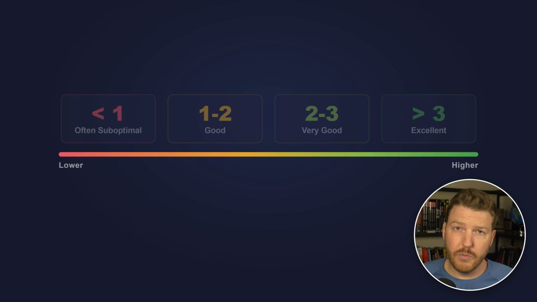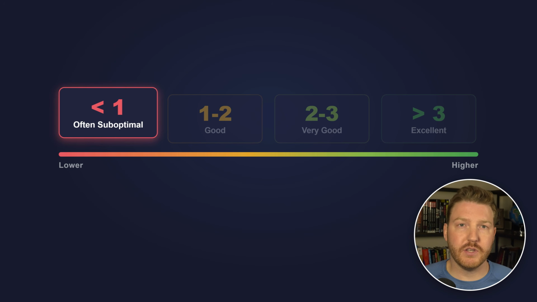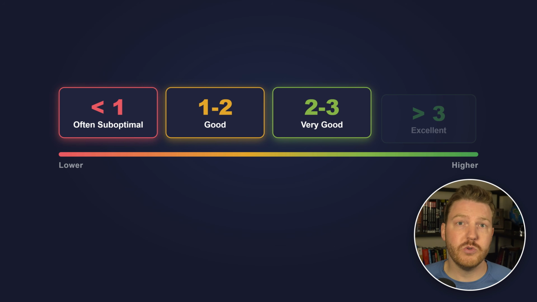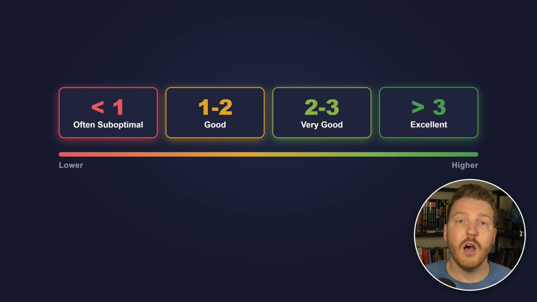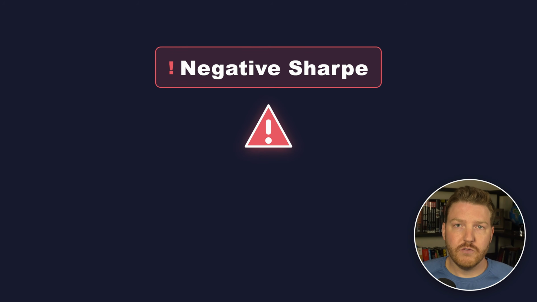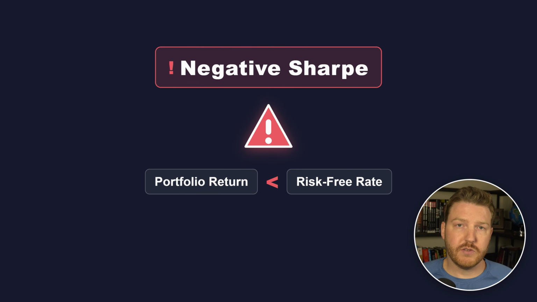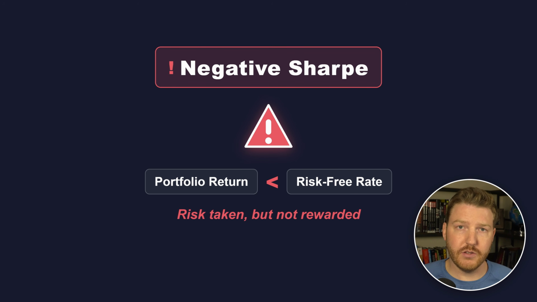So what's a good Sharpe ratio? As a rough rule of thumb, below 1 is often considered suboptimal. 1 to 2 is good, 2 to 3 is very good, above 3 is excellent, but rare to sustain. A negative Sharpe ratio is a red flag. It means you did worse than the risk-free rate. You took on volatility, but you were not compensated for it.